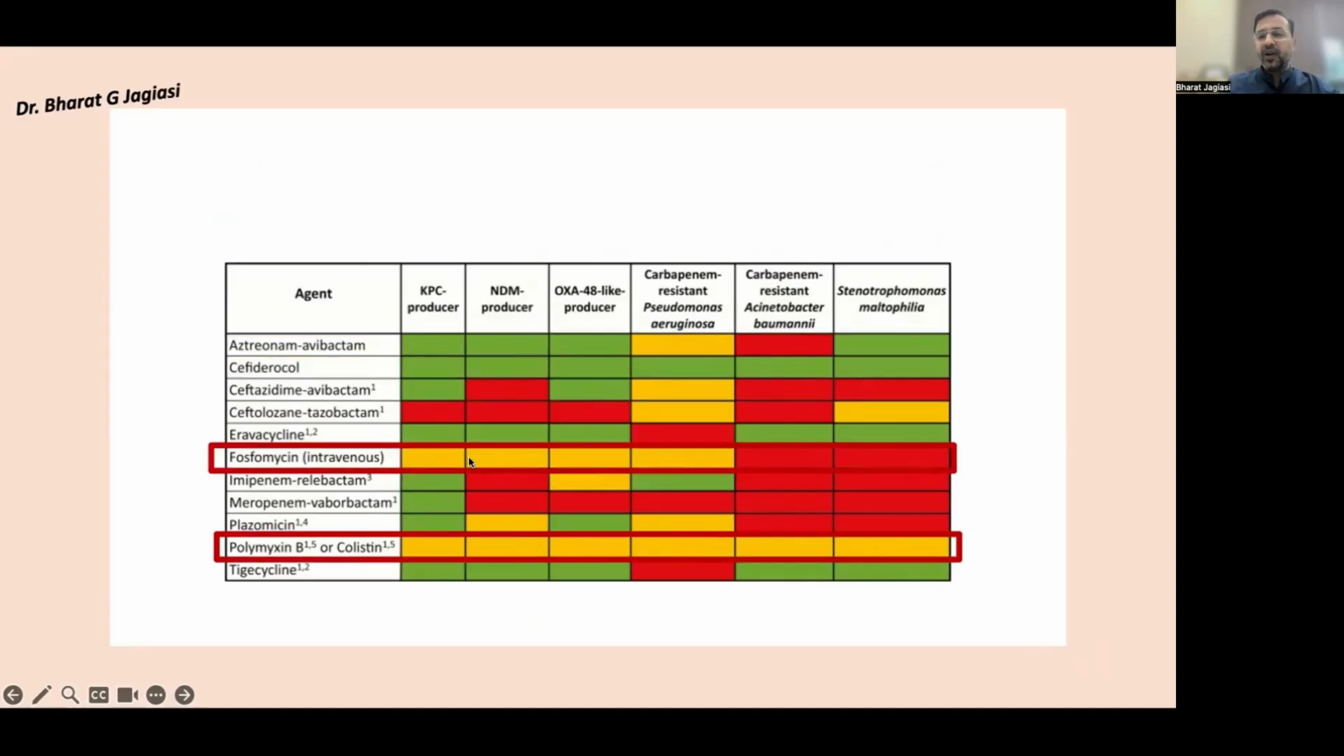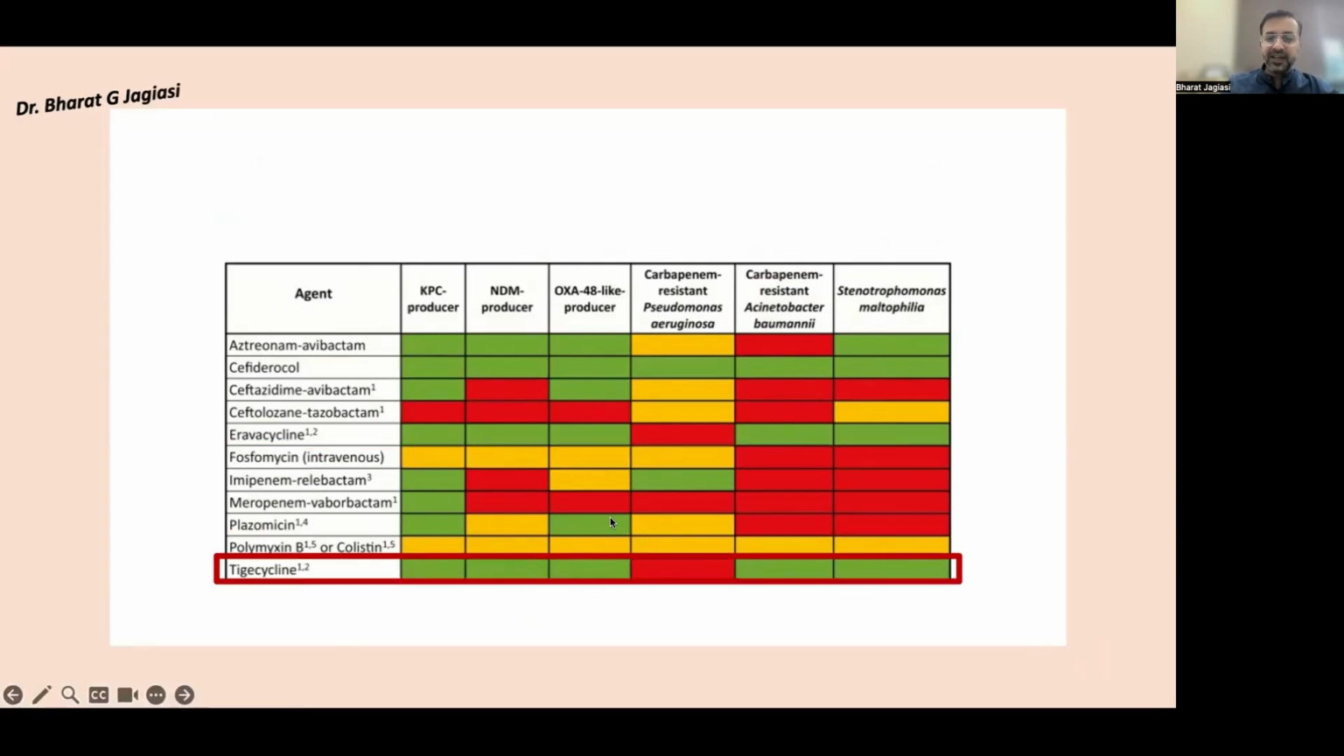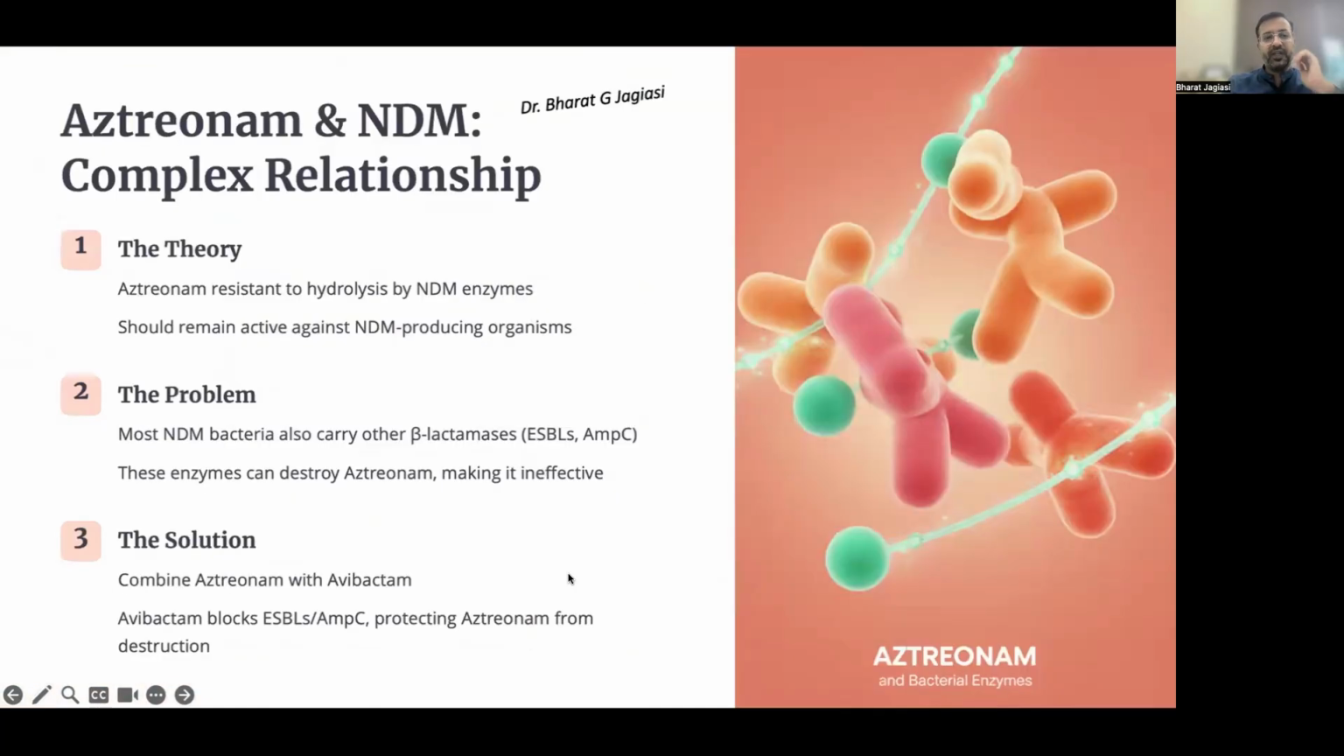Fosfomycin may or may not act against KPCs, NDM, OXA-48, and carbapenem-resistant Pseudomonas. Polymyxins partially act or may not act against a different group of organisms. Tigecycline, we all know, we learned in the previous talk, is intrinsically resistant in Pseudomonas aeruginosa and can be tried in KPC, NDM, OXA-48, and Stenotrophomonas maltophilia.